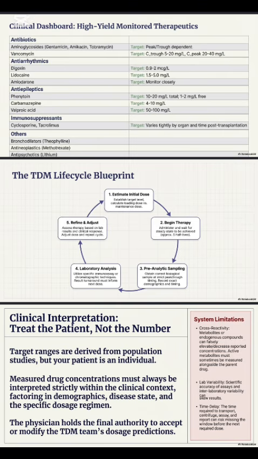So, a quick summary. The reason why we're doing TDM is because target ranges are derived from population studies, and your patient is an individual. From our previous videos, we know that individuals have different ways of metabolizing drugs or of being affected by them, leading to different clinical effects. And as a result, TDM is needed for your patients.